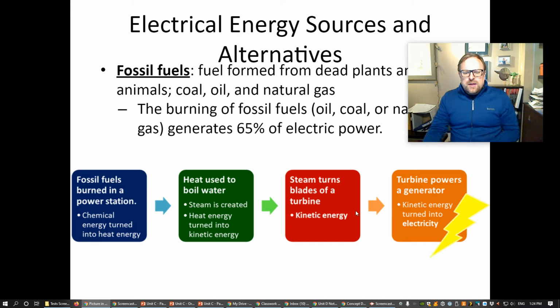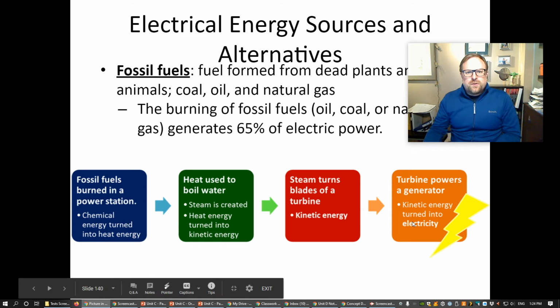If you want to think of this kinetic here as mechanical energy, if it helps you out. And so we're using the steam to push the arms of that turbine, or the blades of that turbine, which spins the armature, which has the coil attached to it inside of the magnets, and as it spins, we generate electricity, electrical energy, as our last.